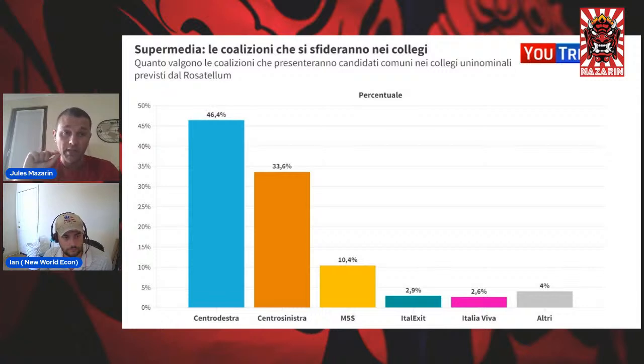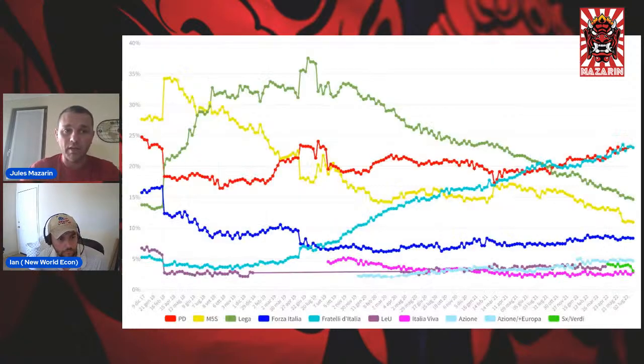The only chance to win the election for the center left was to be united with Five-Star Movement. Without it, it is mathematically impossible. This is why, for example, we are saying that we already know who will win the election, because mathematically it's impossible that the center left will win.